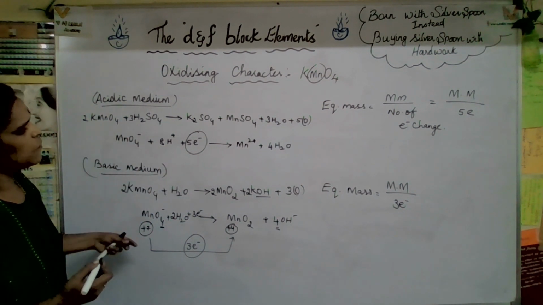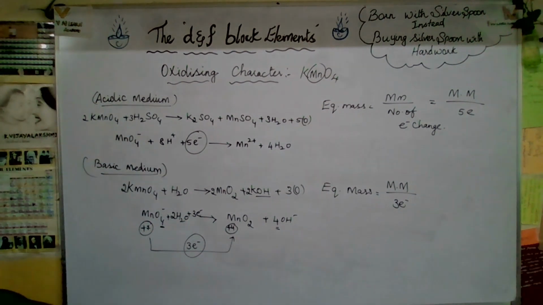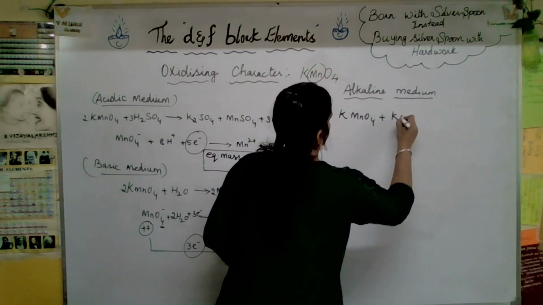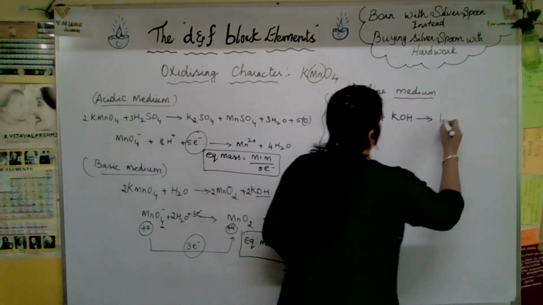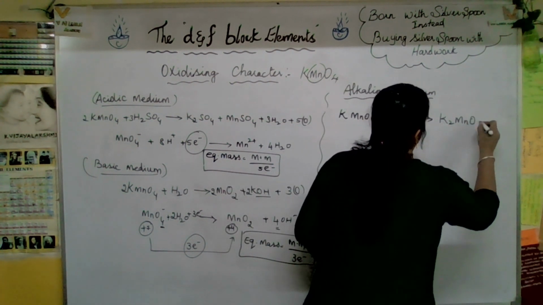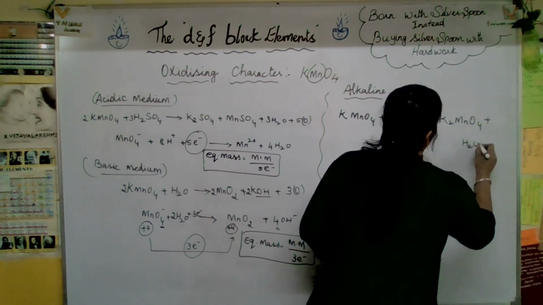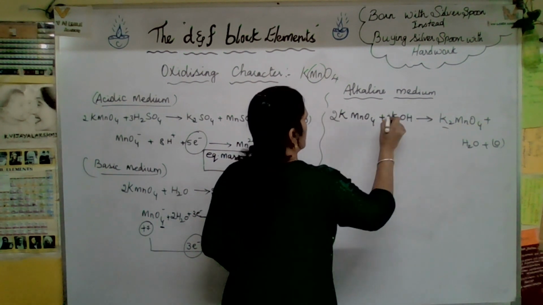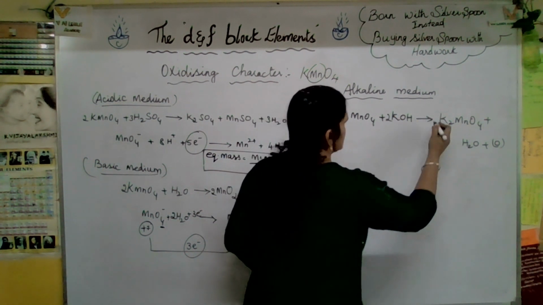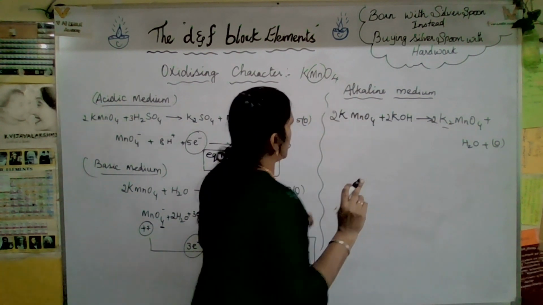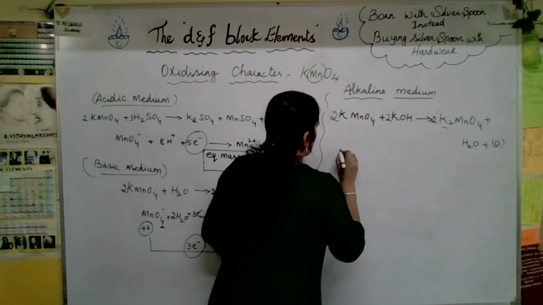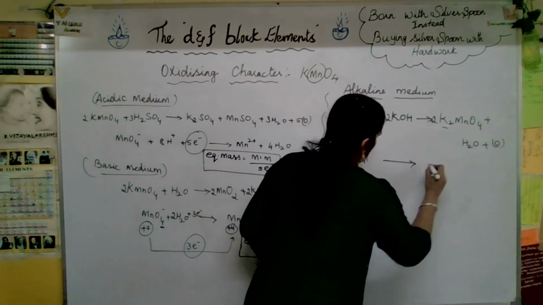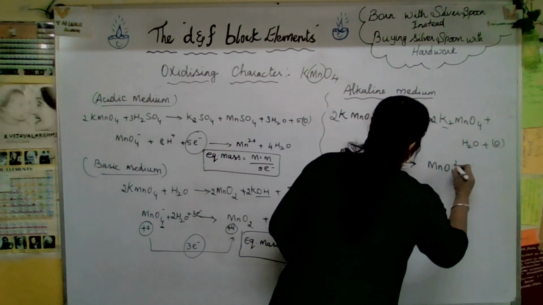So alkaline medium, what happens? Here, alkaline medium, KMnO4 plus KOH. It gives K2MnO4 plus H2O plus nascent oxygen. Okay, here K2, right? So here we can put it 2, here we can put it 2. So to balance that, here 2. 2 into 2, 4, right? Okay, now in this MnO4 minus, it can provide MnO4 2 minus.